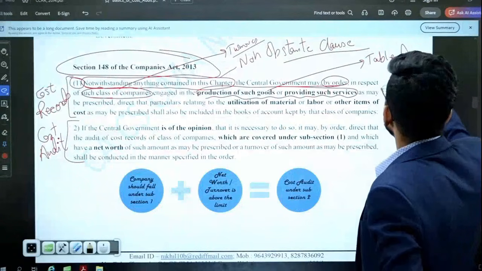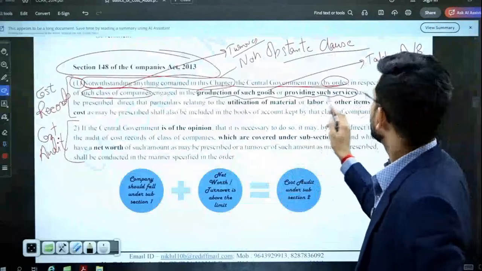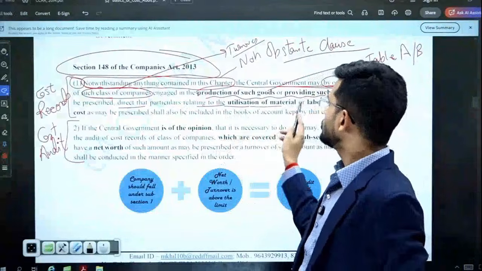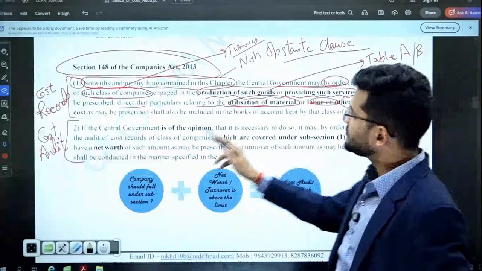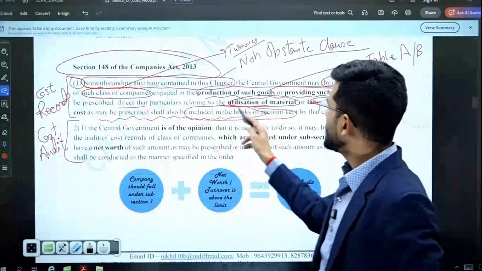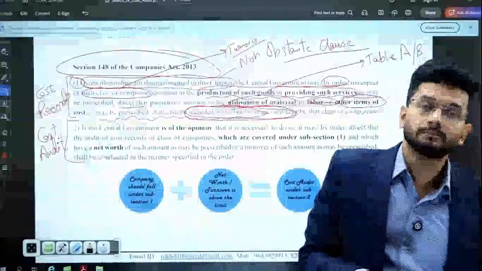Specified goods and services is given in table A and table B of the rules. As may be prescribed, direct that particulars relating to utilization of material, labor and other items of cost as may be prescribed shall also be included in the books of accounts. So your cost sheet should also be included in the books of accounts. That is the mandatory requirement which is given under section 148(1).